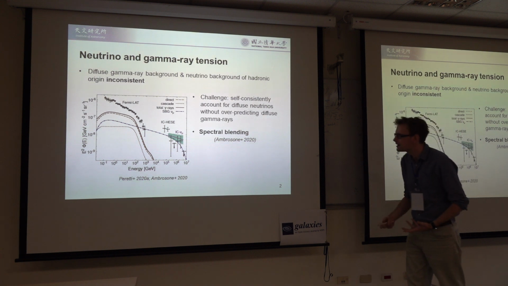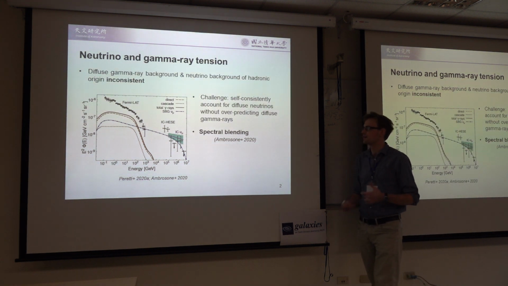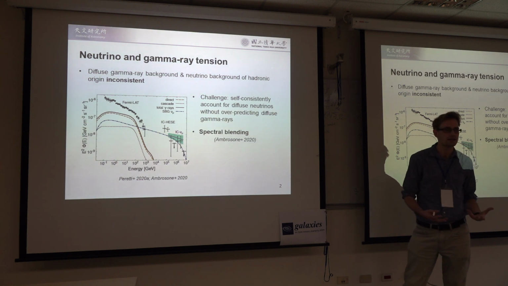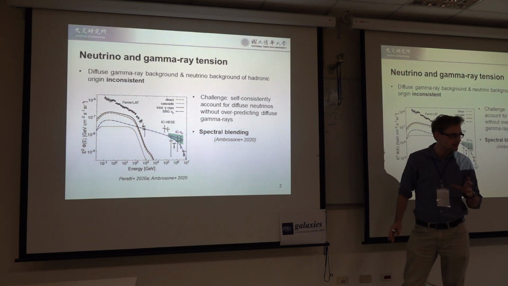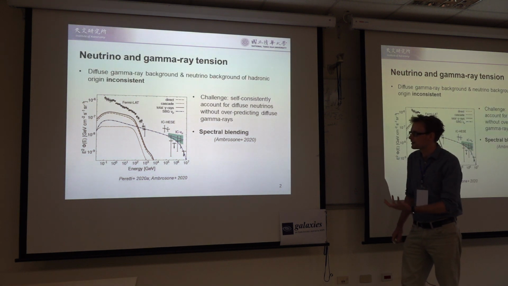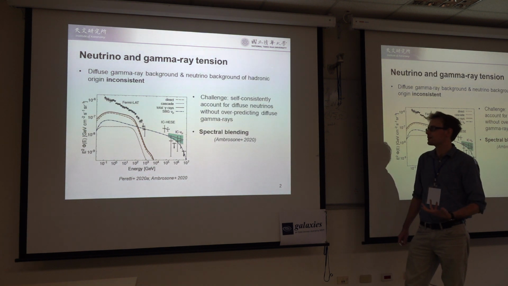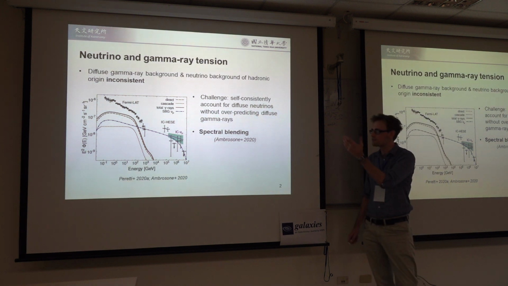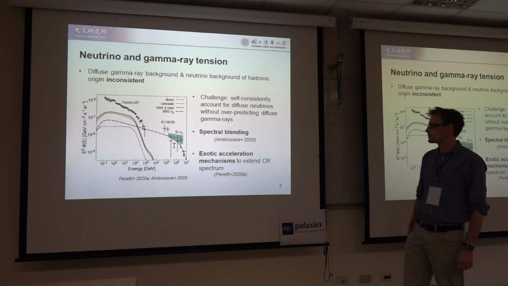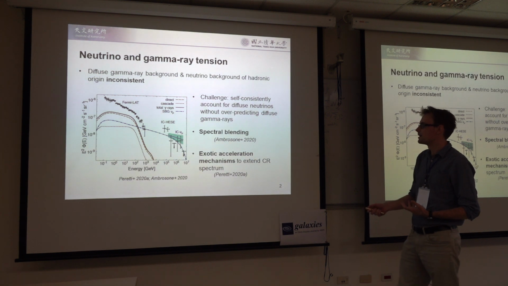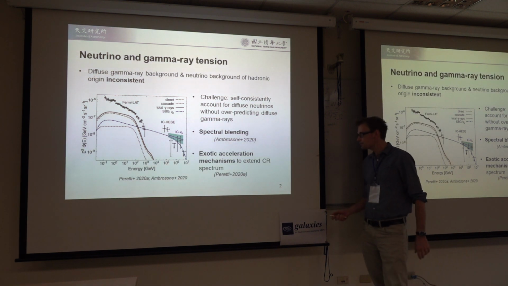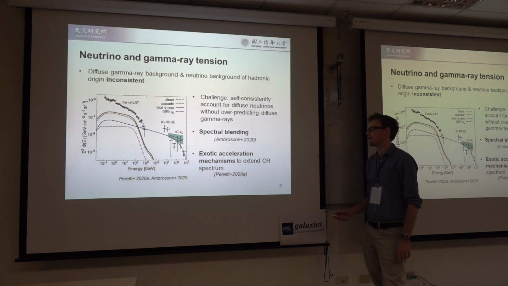One is spectral blending, and this is the idea of saying, maybe the cosmic ray flux in star-forming galaxies has a number of different spectral indices, and you blend all of these together rather than just assuming a single spectral index. And if you adopt certain combinations of different spectra, then you can more or less reproduce the proportion of neutrinos being produced to gamma rays without over-predicting the gamma rays. Other groups have suggested maybe there's exotic acceleration mechanisms that can push up the highest energy of the cosmic rays of these host galaxies, so that more neutrinos are produced and you don't end up overproducing the gamma rays.